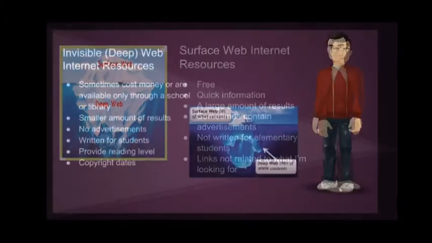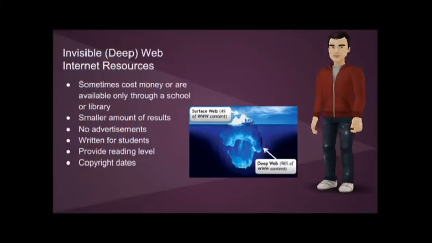Invisible or deep web resources, on the other hand, are those resources that are hidden under the surface and are those that you maybe don't typically use. These can often cost money or are available only through a school or a library. They return a smaller amount of results, typically don't have advertisements, they're often written for students and provide a reading level. And finally, they often provide a copyright date as to when the information was written.